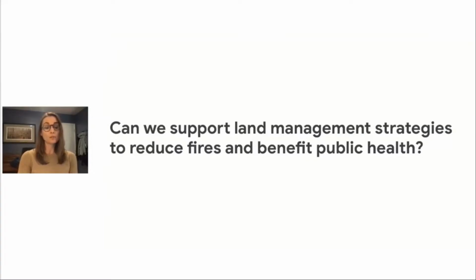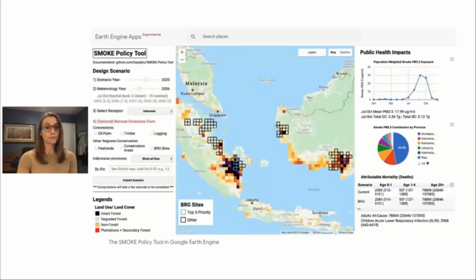Our team built a tool in Google Earth Engine that uses satellite and atmospheric modeling data to determine where the threat to human health is the greatest. I have here an overview of our Earth Engine app, which we call the Smoke Policy Tool. You can see on the left user inputs, and the tool outputs for health outcomes are on the right. And I'll walk you through details in the next few slides.